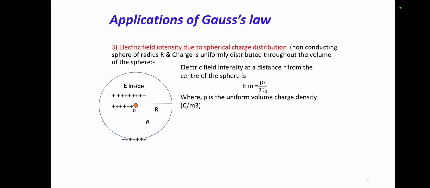E is the electric field intensity, and the sphere is positively charged. The electric field intensity at a distance r from the center of the sphere is E in, where E in means the electric field intensity inside. So E in is equal to rho r upon 3 times epsilon naught, where rho is the uniform volume charge density.